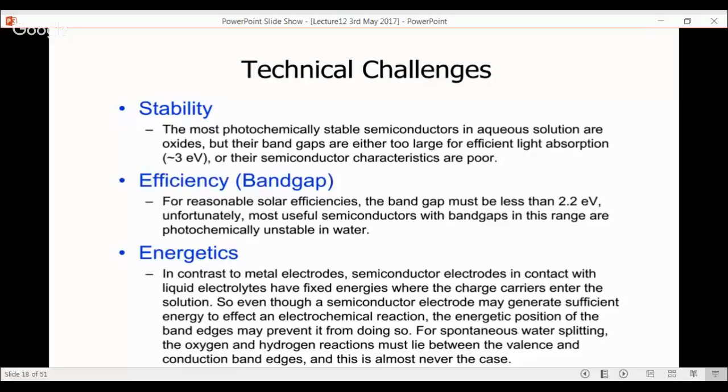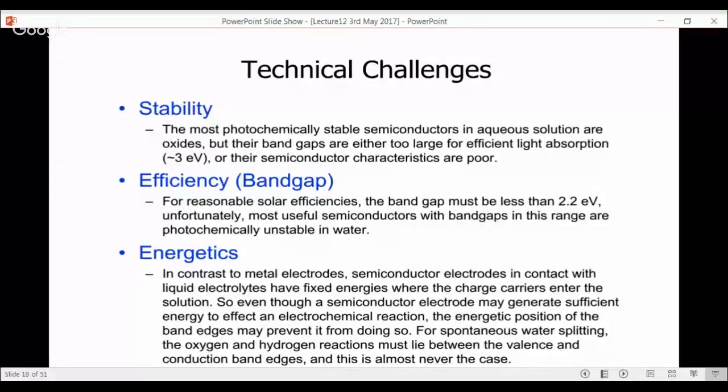The most photochemically stable semiconductors in aqueous solution are oxides, but their band gaps are too large for efficient light absorption. Their semiconductor characteristics are poor because of the diffusion length of the charge carriers. For reasonable solar efficiency, the band gap must be less than 2.2 electron volts. Unfortunately, most useful semiconductors with band gaps in this range are photochemically unstable in water, whereas titanium dioxide is stable in water.